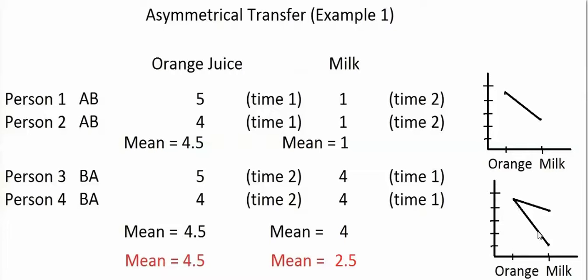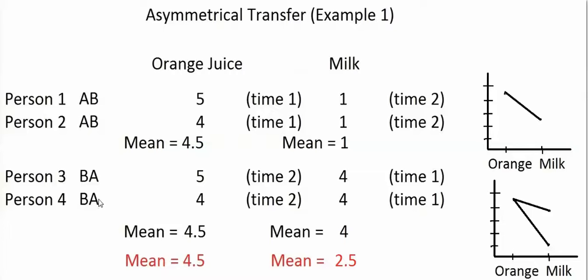If you look at this steep line right here, this steep line is connecting this average of 4.5 with this average of 1. So this line is connecting the mean of orange juice at time 1 with milk at time 2.